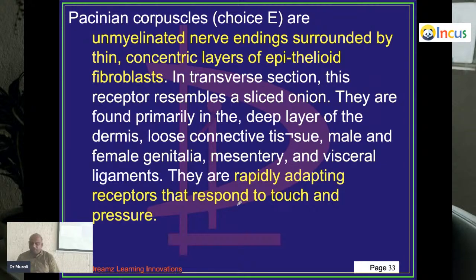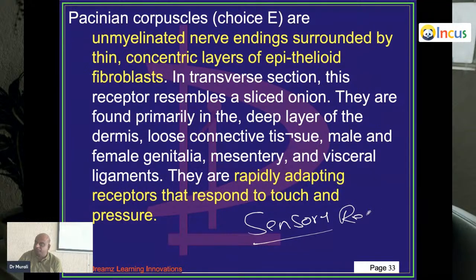For that matter, sensory receptors is a very high-yield topic, doctor. Today only, after going home, you have to do the revision of Meissner's corpuscles, Pacinian corpuscles, etc.